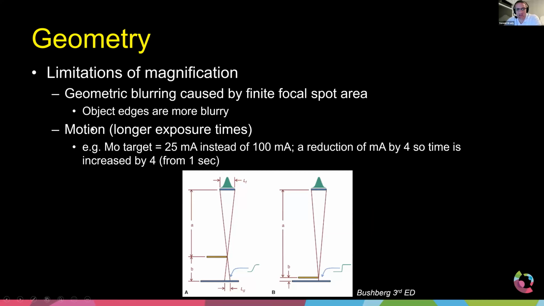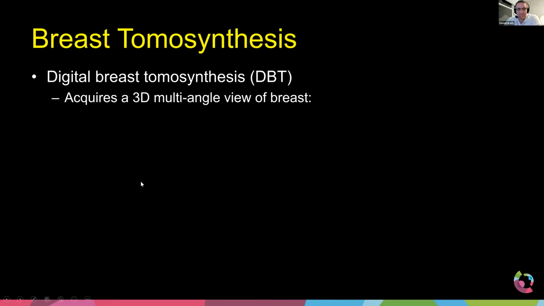Obviously, motion's an issue because if you're higher up and you're imaging for upwards of 3 seconds, there's greater chance for movement. Okay, so that was all 2D or full field digital mammography.